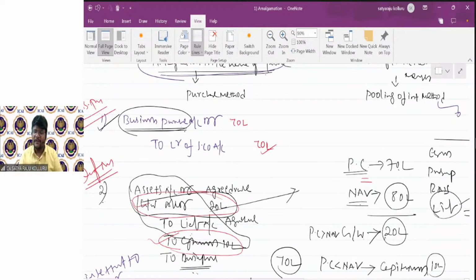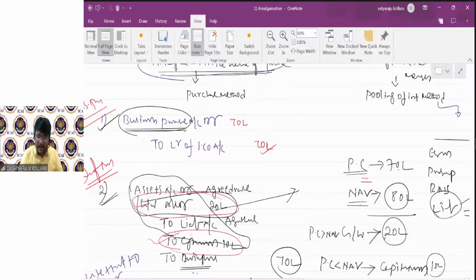70 lakhs. Sir, the amount of PC is not depending upon the method of amalgamation. I told you it depends upon the method of computing PC. That's why the amount of PC doesn't change. The same entry I'm going to pass, business purchase account debit to liquidator of selling company. That's why I'm not explaining anything more for the first entry. There is no difference.